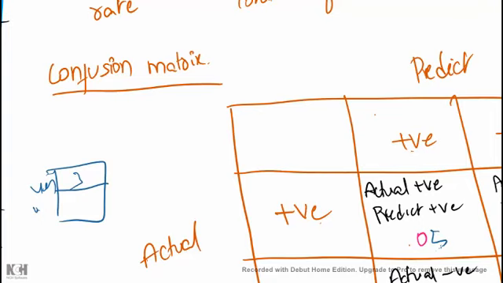Right? And now coming to this confusion matrix, we have the first one, this particular cell, actual positive and predicted also positive, is called TP. TP means true positive. This is called true positive.